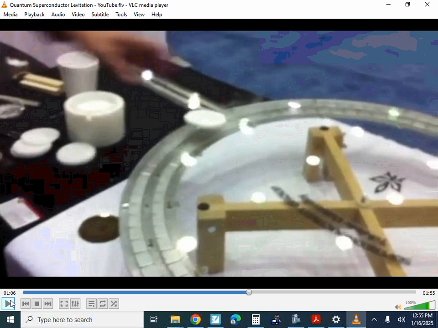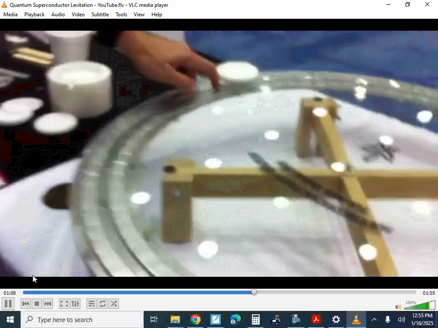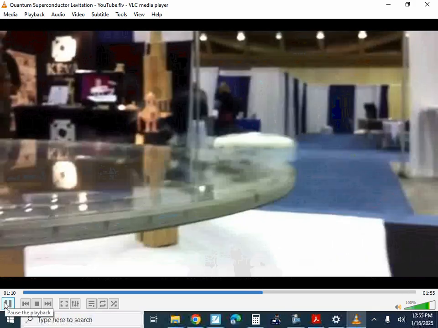And then they have a little track. This is the coolest. They have a little track of magnets. And the thing that's flying around there isn't a flying saucer. It's not a UFO. It's not aliens. It's just a superconductor. You can tell it's all frosty because they've got it super cold.